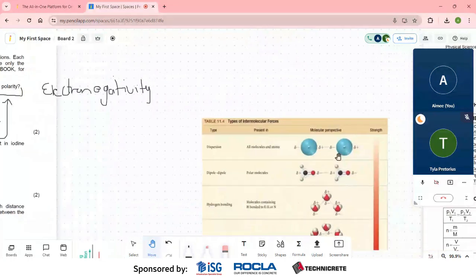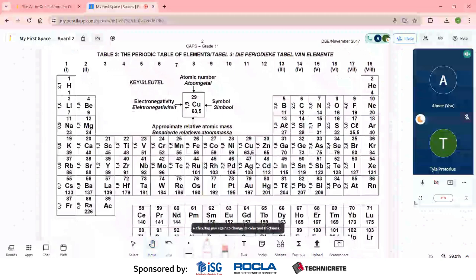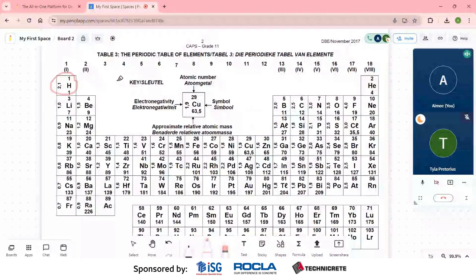So we go to our periodic table. We find everything we're looking for. So we find hydrogen, carbon, oxygen, nitrogen, and fluorine. Okay, and you can see from the electron negativity readings that they are on the side here. So hydrogen has an electron negativity of 2.1. Carbon is 2.5, nitrogen is 3, oxygen is 3.5, and chlorine is 3.